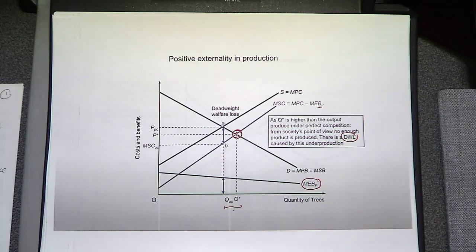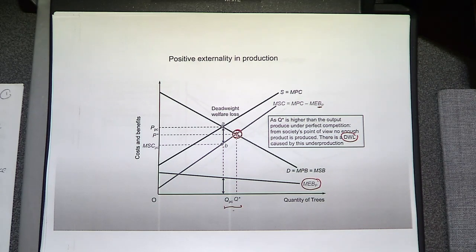Now we've seen them in production. Now in consumption. Because we've already seen them in production, this is kind of a revision, okay? We will start with the new stuff now, don't worry.